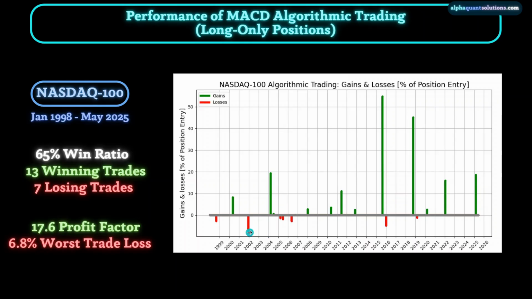And then the max loss was 6.8%, and it happened at the end of 2001 during the dot-com bubble bear market. So in total, only 20 trades over a period of 27 and a half years, with a win ratio of 65% and a huge profit factor of 17.6. So yeah, very promising results from this algorithm.